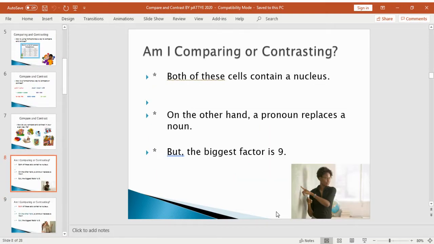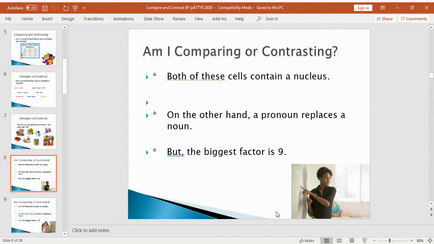Let's look at a few examples and let's see if you can figure out what is the comparing and contrasting word and what type of sentence this is. Let's look at our first example. Both of these cells contain a nucleus. Can you find the signal word for comparing and contrasting? Let's go to the next.